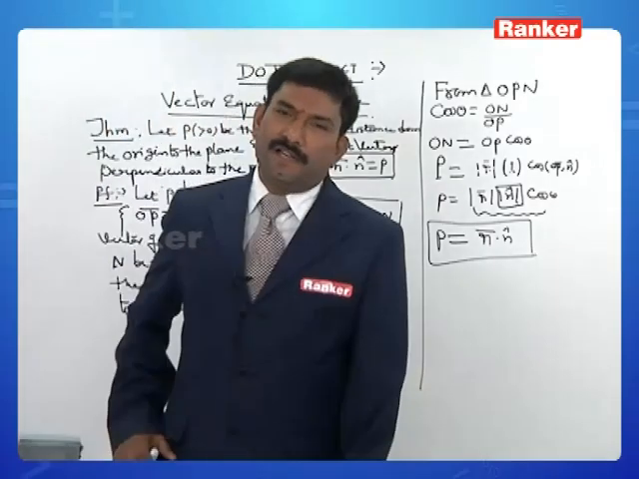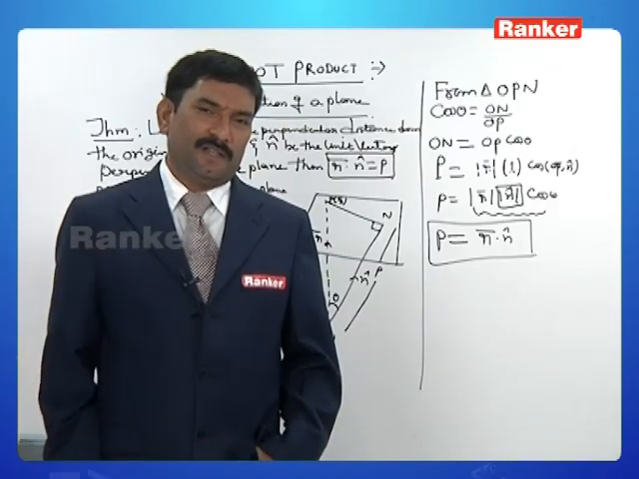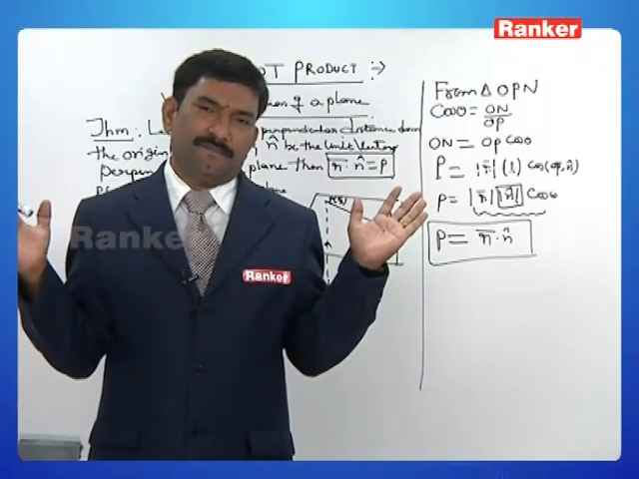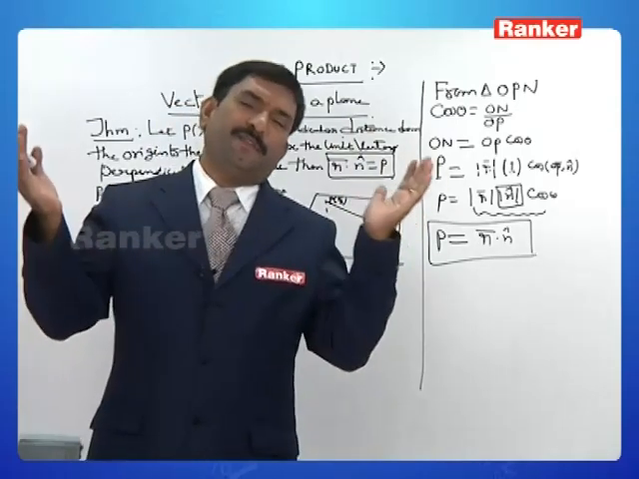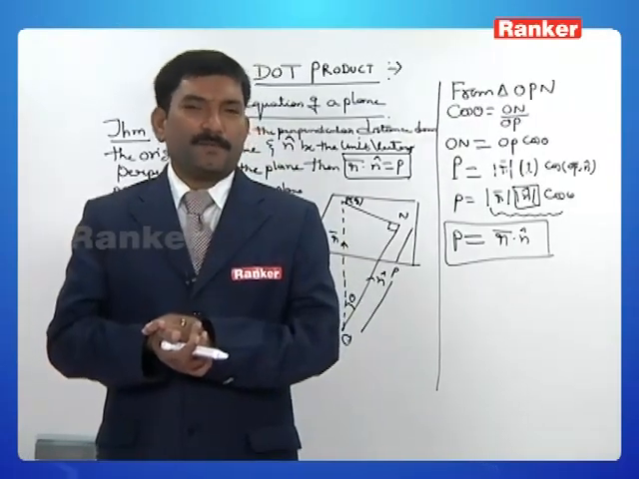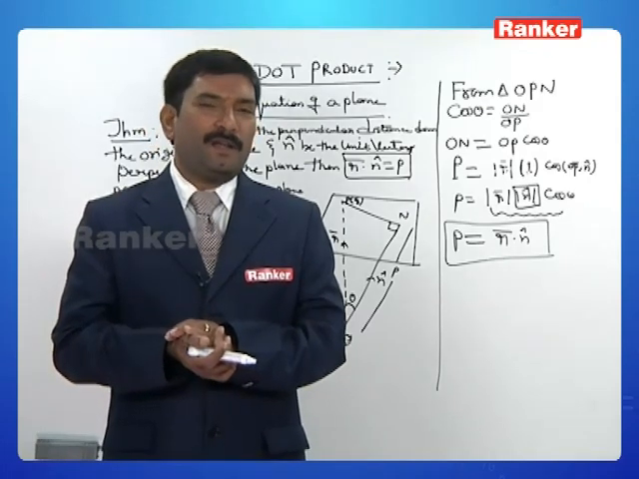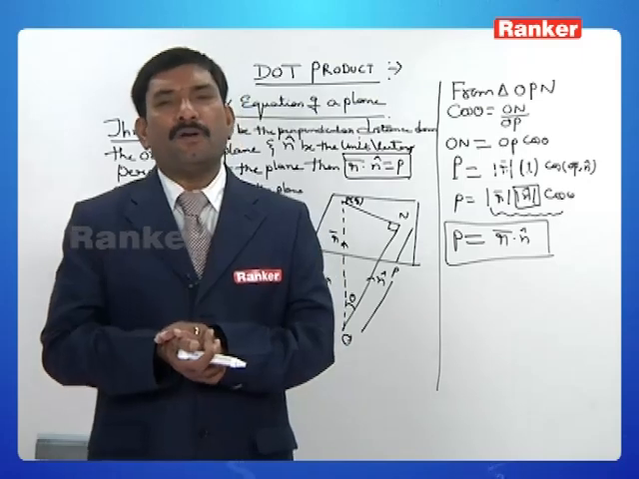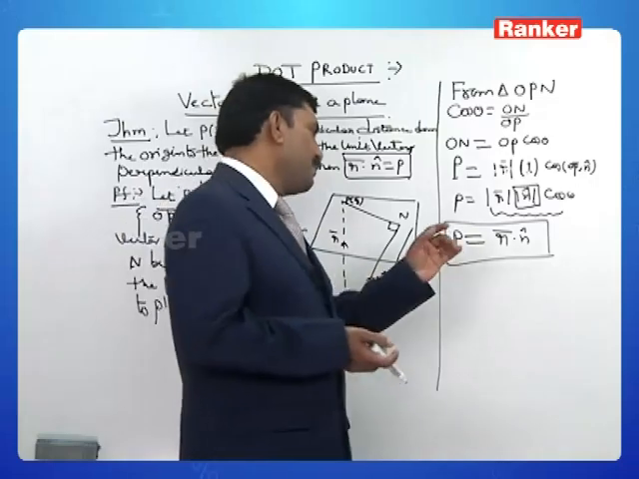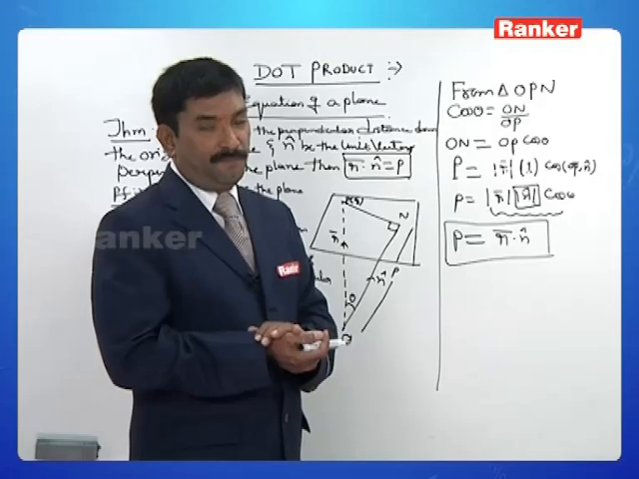This represents the vector equation of a plane. The equation of a plane where n cap is the unit vector perpendicular to the plane and P be the perpendicular distance from the origin to the plane, can be written as the dot product of r and n, r bar dot n cap is equal to P.